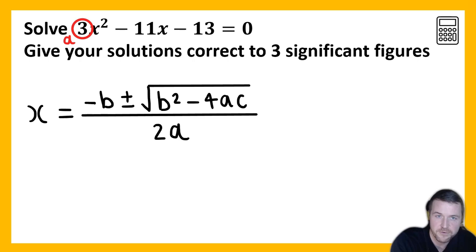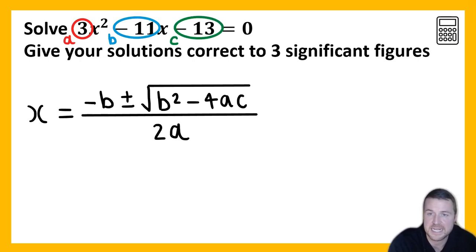On to the intermediate question with an increase in difficulty. A is equal to 3, B is equal to negative 11, and C is equal to negative 13.